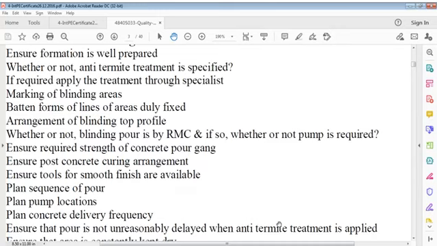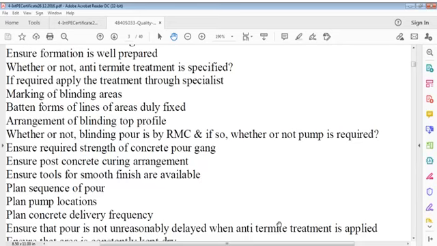Arrangement of blinding top profile, whether or not blinding pour is by RMC, that's ready mix concrete, and if so, whether or not a pump is required. Concrete pump, I mean to say, it's better if you get a concrete pump in areas which are remote from.